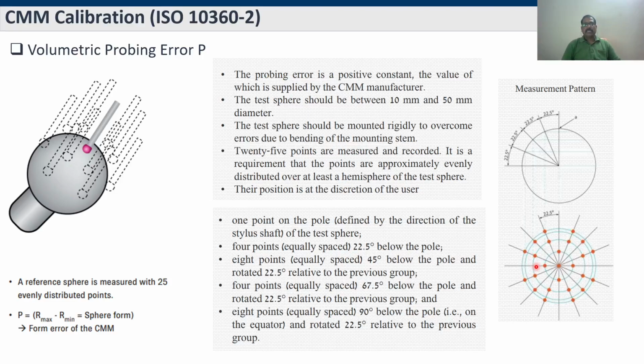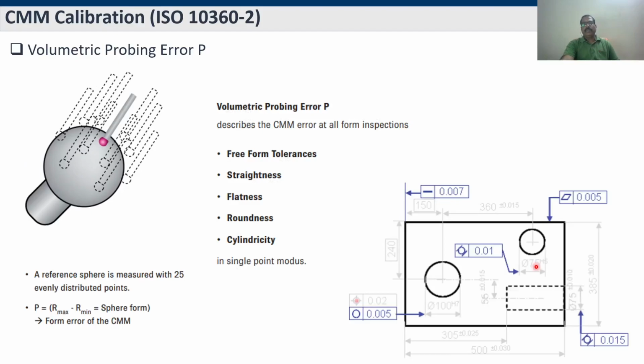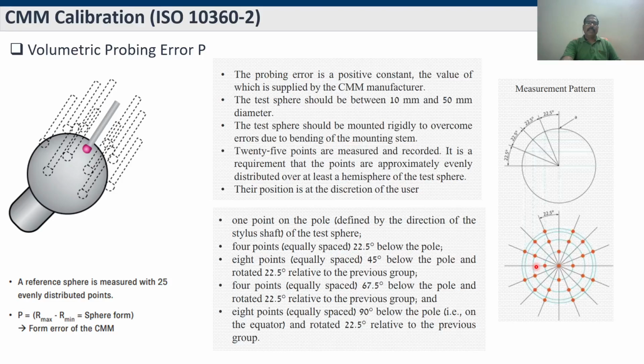Based on the results, we can identify and estimate the form error of the CMM. Then with that error, we can do the measurement for straightness and flatness. That is form measurement we can do, and we can compensate or include that error percentage calculated by the calibration procedure. Okay. So again, I am requesting you to go through the ISO 10360.